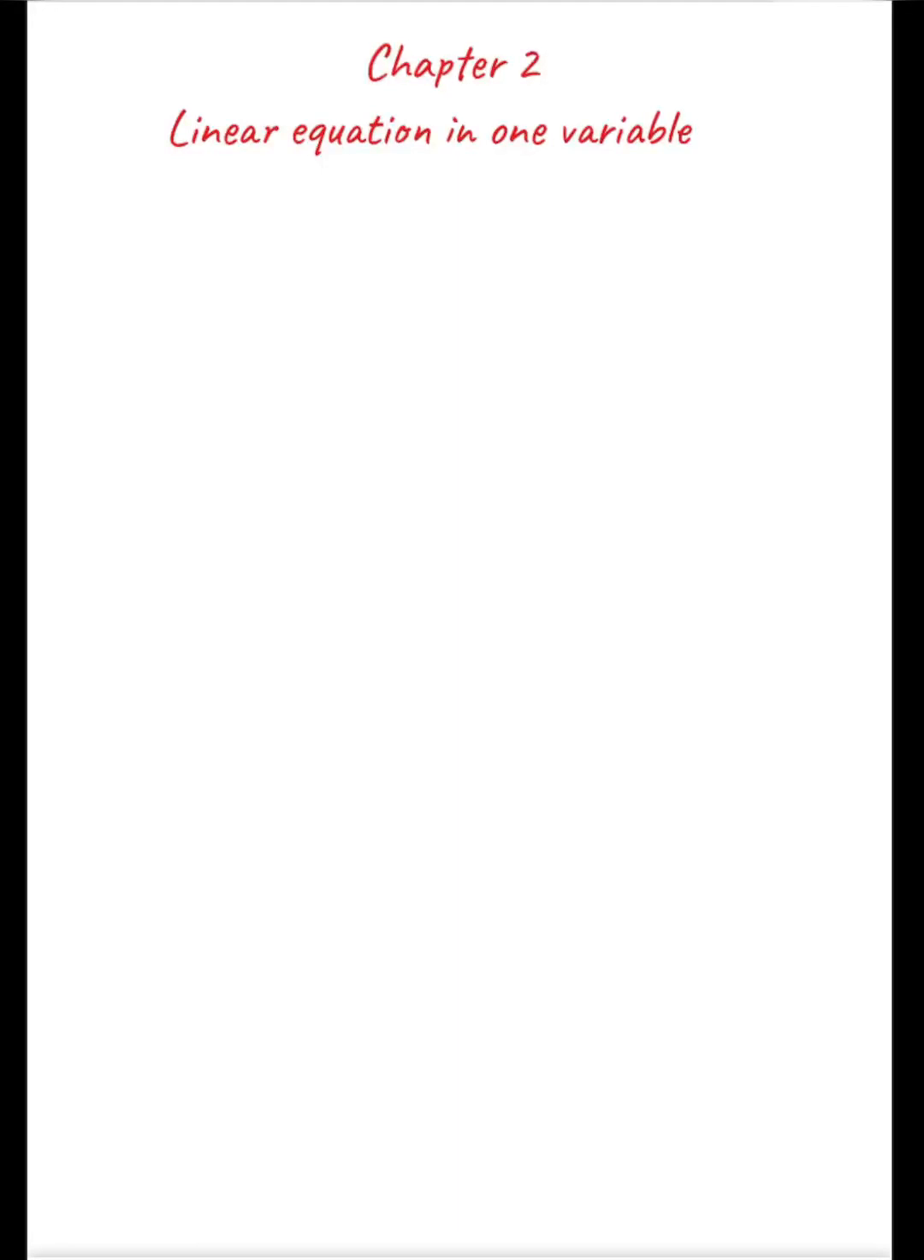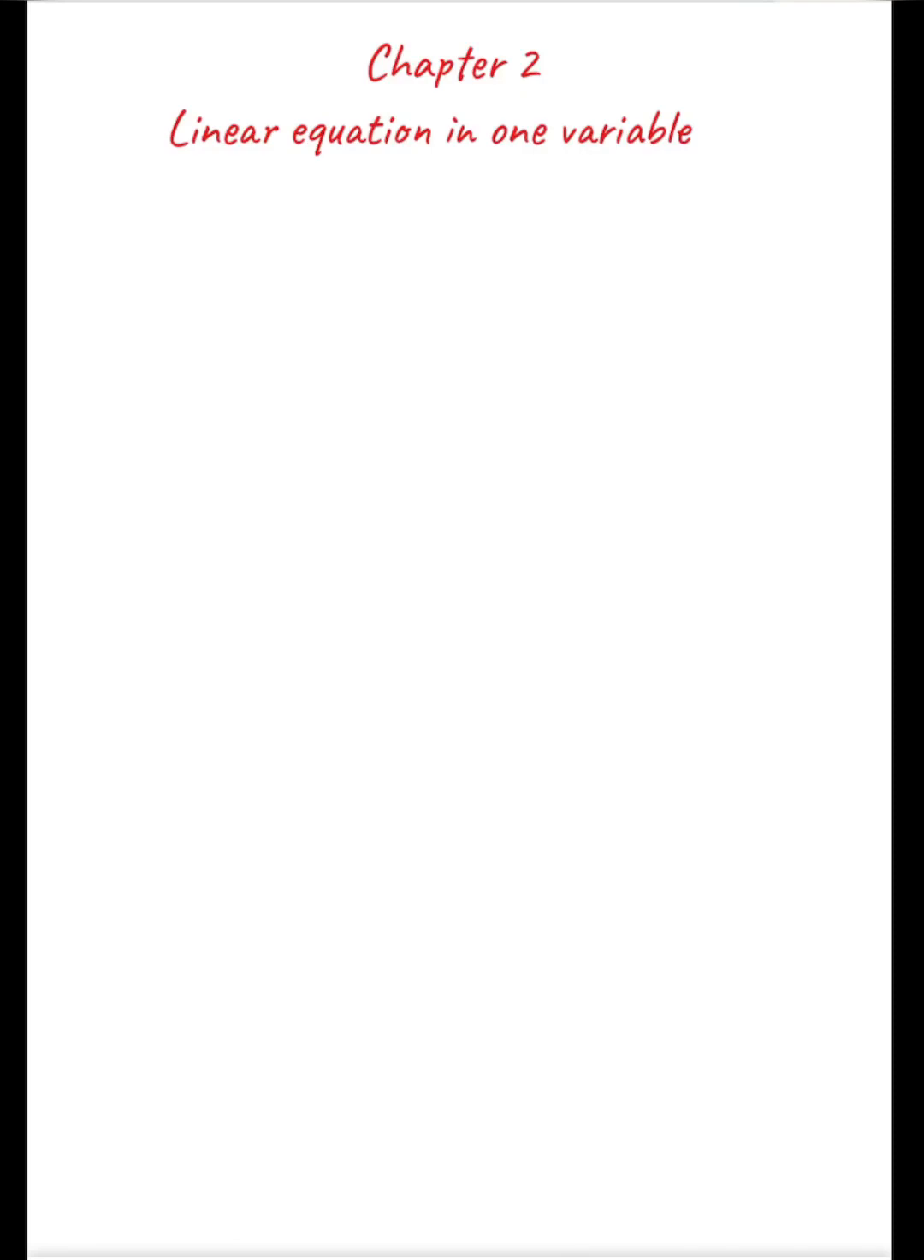Today we will be discussing a new chapter, which is chapter 2, linear equation in one variable. In this chapter, mainly we will be discussing how to solve such equations, how to solve linear equation in one variable. So before solving such equations, first let's recall some terms that we have already used. Let's see what you mean by linear equation in one variable. We have to see each word by word. Okay, what does it mean?